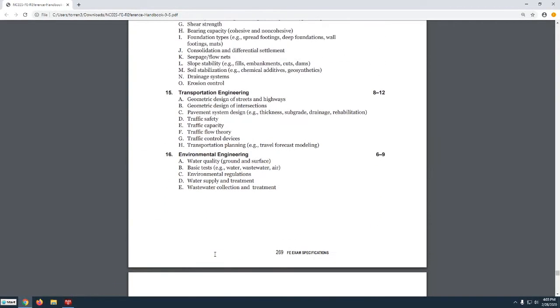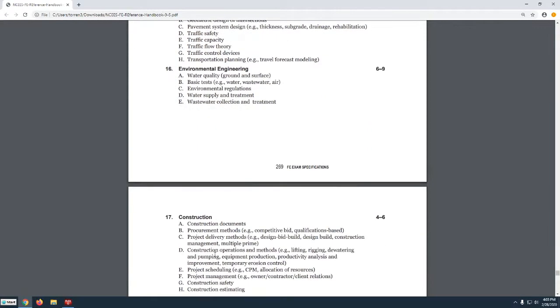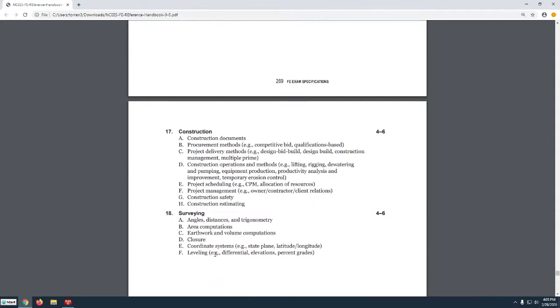So for transportation, there will be about 8 to 12 questions. And then I will also cover surveying today. For most of the other parts of the civil engineering exam, you have already learned them in class. The survey is something new.